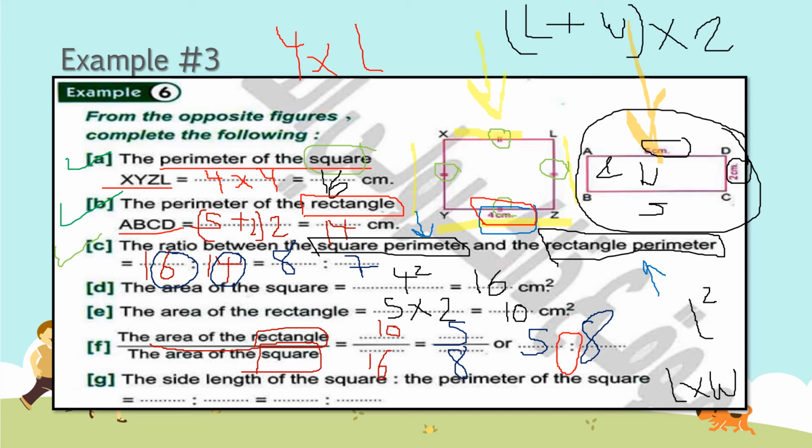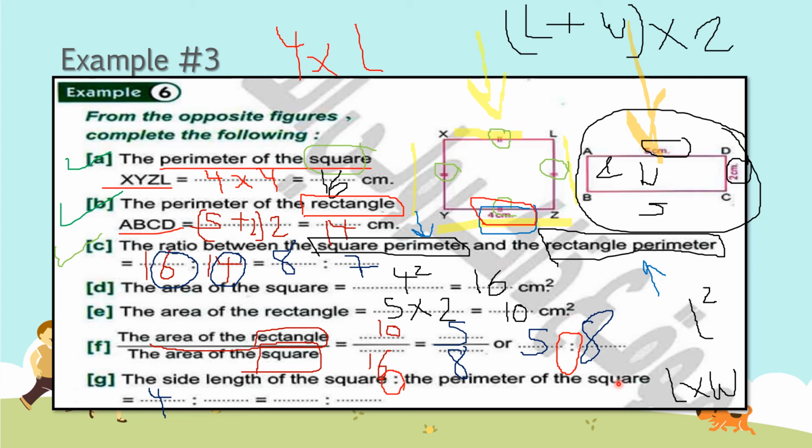So here's our last one, the side length of the square to the perimeter of the square. As you can see, here's the colon sign. This means it's a ratio. So where's the side length of the square? This is the side of the square. And we know that the side is 4 centimeters, right? So what we're going to write here is 4, because it is the side length of the square.